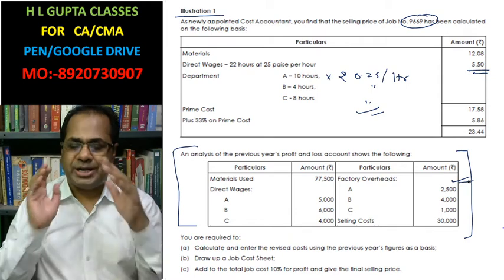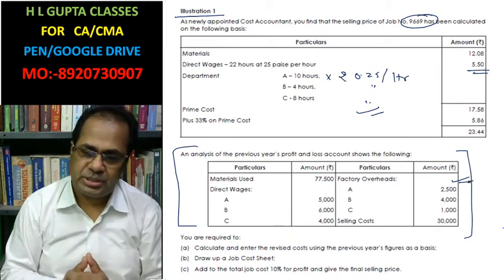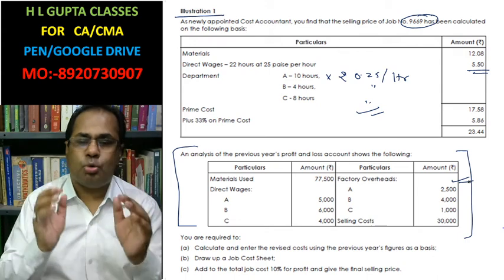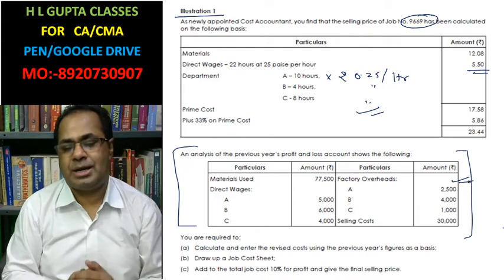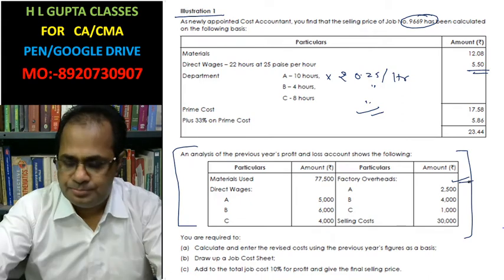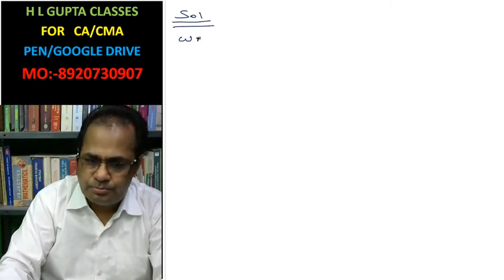It means you have to calculate the factory overhead rate on the basis of previous year data. The factory overhead rate is calculated on direct labor hours. Okay. Now I'm going to start the solution here. Working note first.